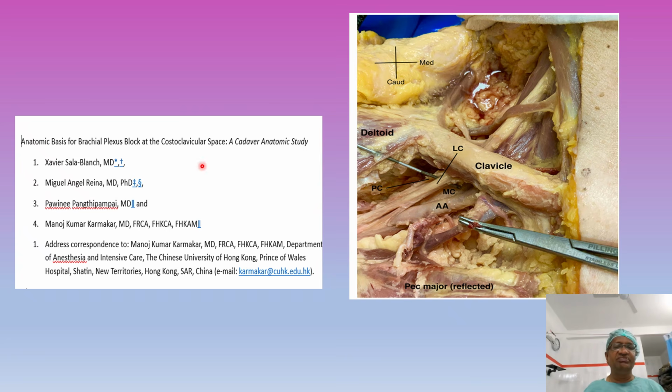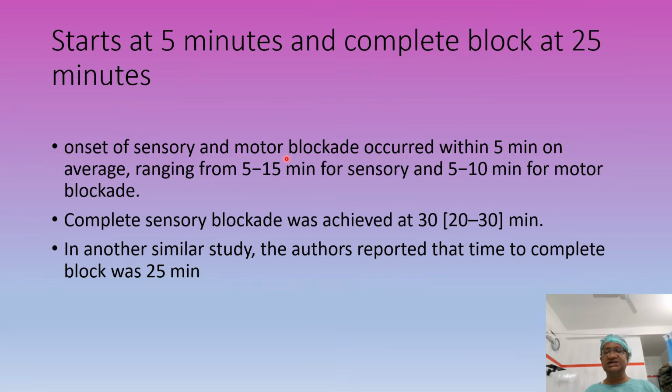So this is the anatomical basis of the costoclavicular space. This is the lateral cord. This is the deltoid muscle, the axillary artery. Pec major is retracted. This is what a costoclavicular space is. The dose is normally 20 ml. The action starts at 5 minutes and complete block can be achieved in 25 minutes. That depends upon what drug you use. Sensory onset has a lot of differences, 20 to 30 minutes, maybe with a mixture or with bupivacaine alone. There is some difference.